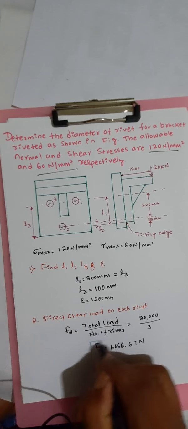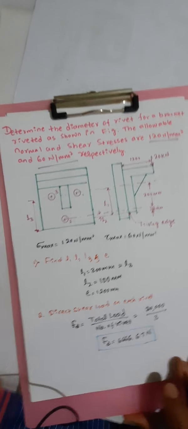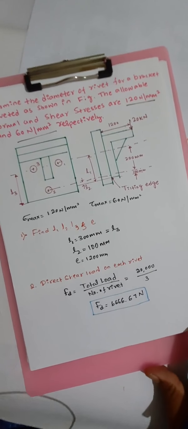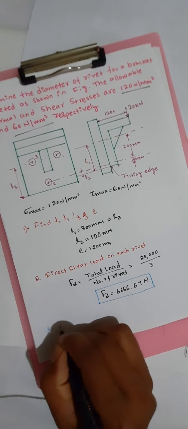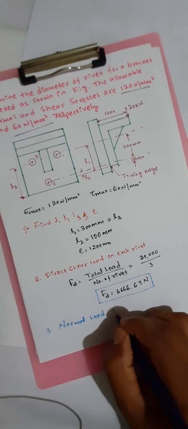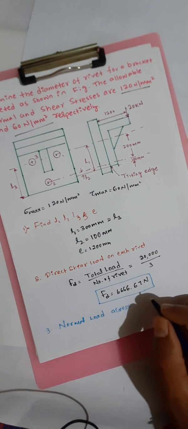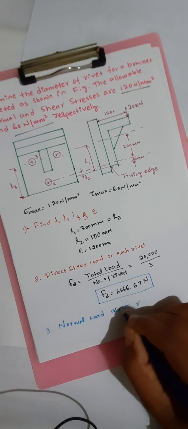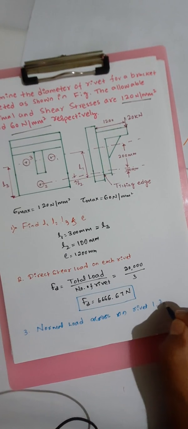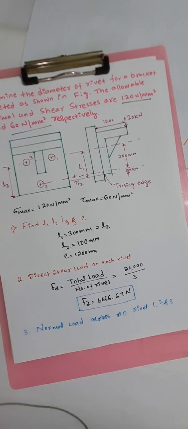Next, what we need to find out is the normal load across rivets 1, 2 and 3. The next parameter we need to find is the normal load on rivets 1, 2 and 3. Next, we need to find the value.